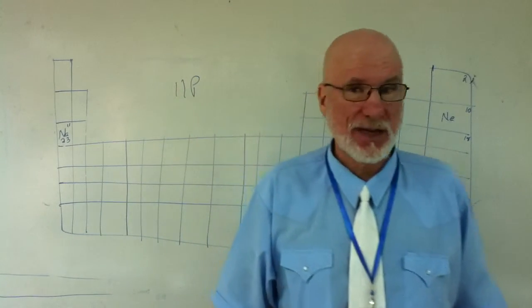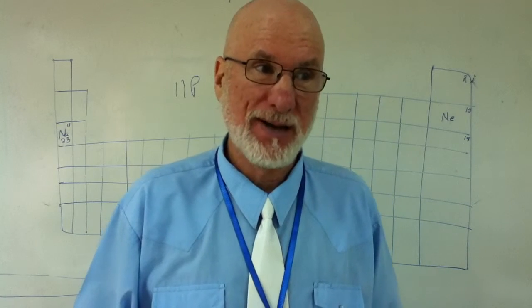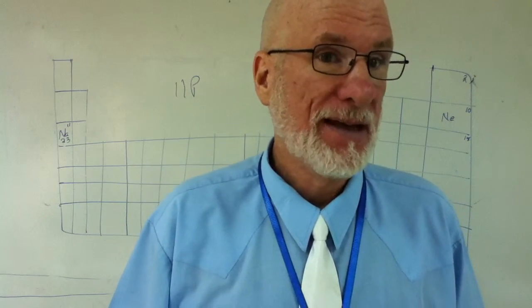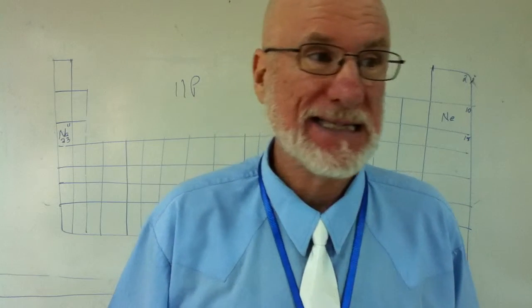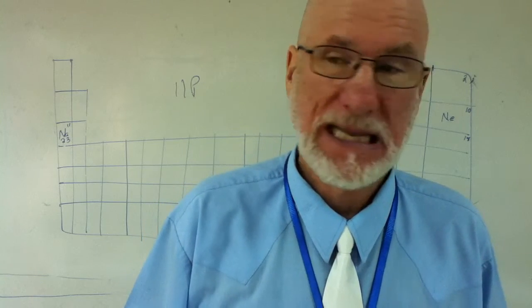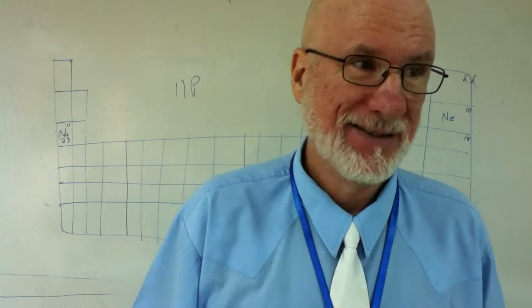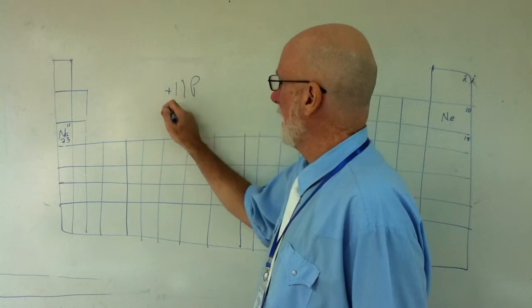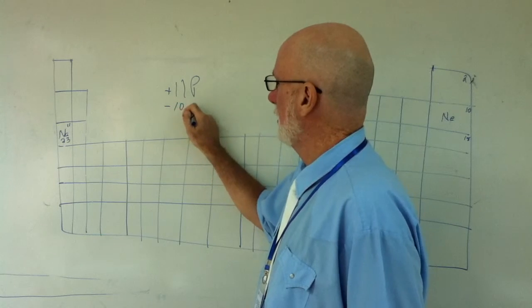How many electrons does it now have? Because it gave up one. How many does it have now? Can you count? Can you do simple math? I know this is DP chemistry, but it's 10 minus 1. What do you think? 10. Pretty good. Okay. So it has plus 11, and then it has minus 10.